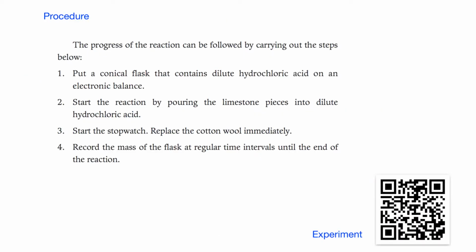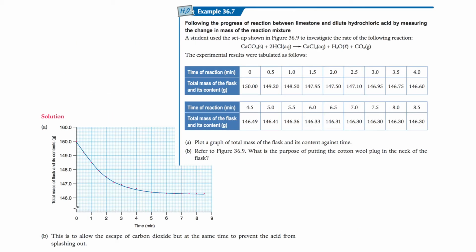So the procedure basically, you need to put a conical flask containing the acid on the electronic balance. To start the reaction, you just pour the limestone into the acid and start the stopwatch. Remember, you have to replace the cotton wool immediately, so that it can prevent the acid from splashing out. What you need to do is just record the mass of the flask at regular time intervals throughout the whole reaction. If you want to have a look at the experiment, you can scan this QR code to have a look at it. Just have a look at the examples right here.